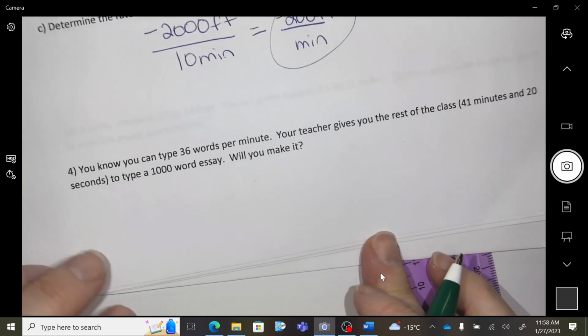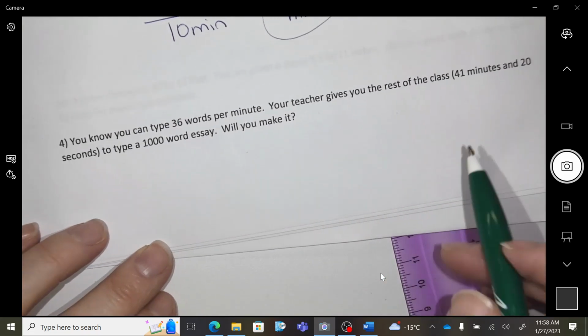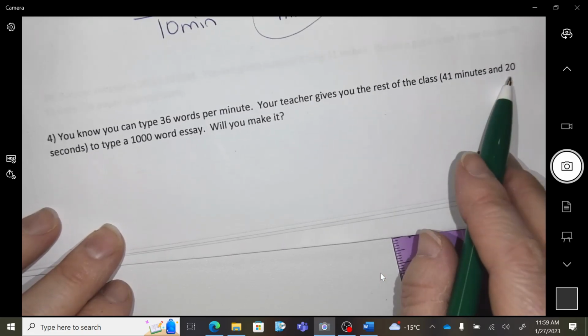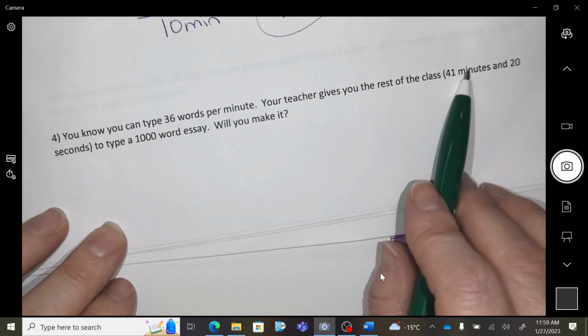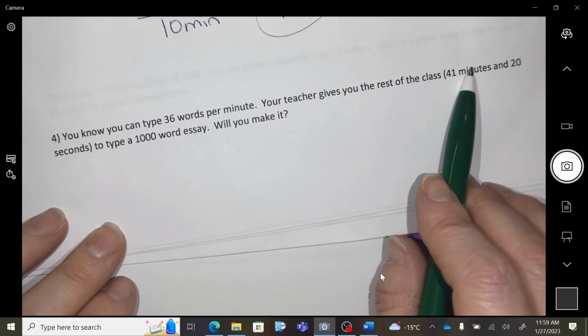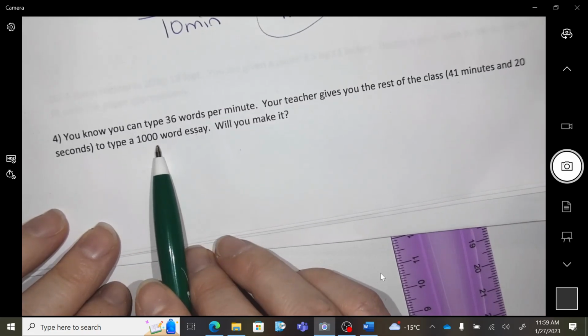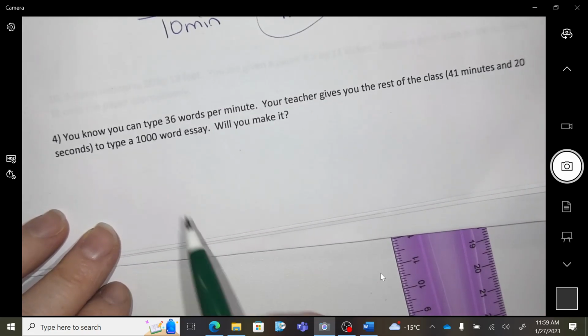Okay, you can type 36 words a minute. The teacher gives you the rest of class, which is 43 minutes and 20 seconds. 41 minutes. What did I say? 30? 43. I don't even know why I said that. And you are going to try to get 1,000 words in. Are you going to make it?